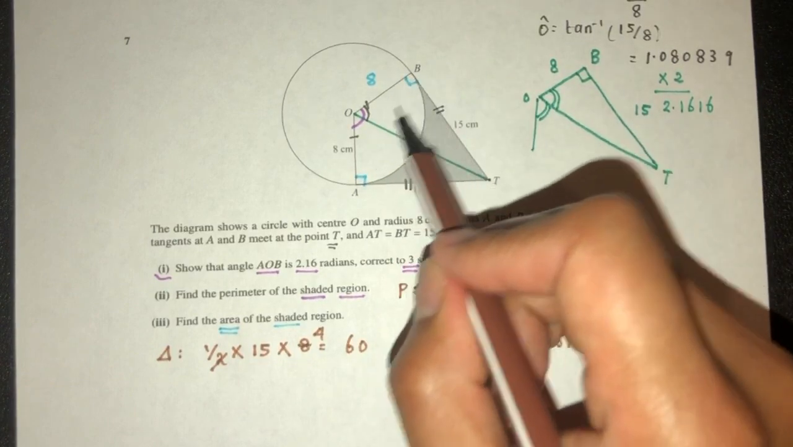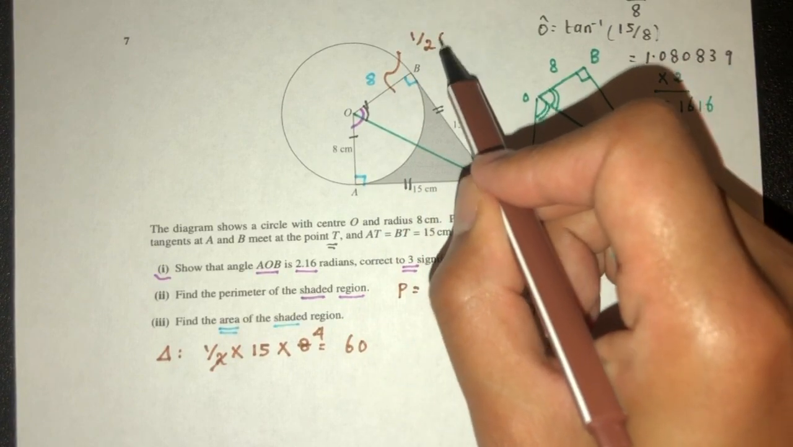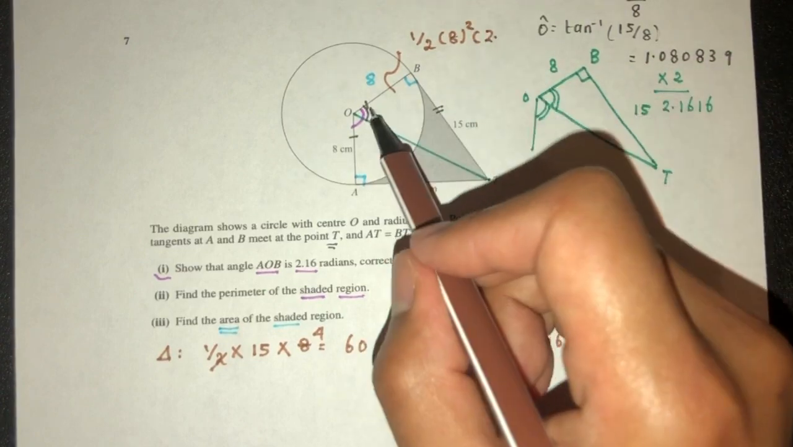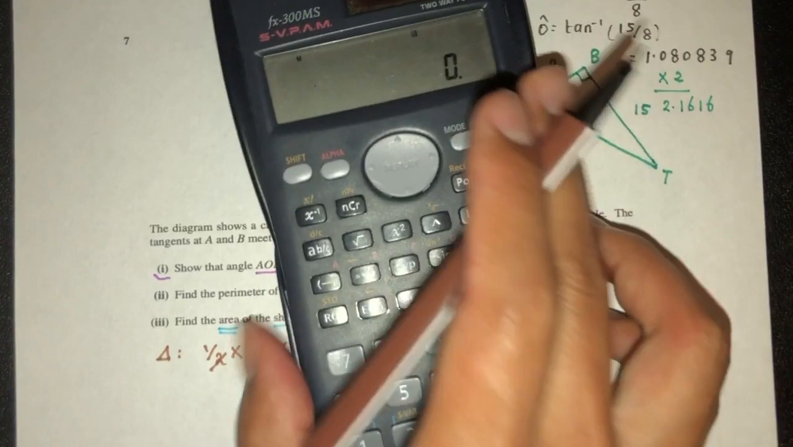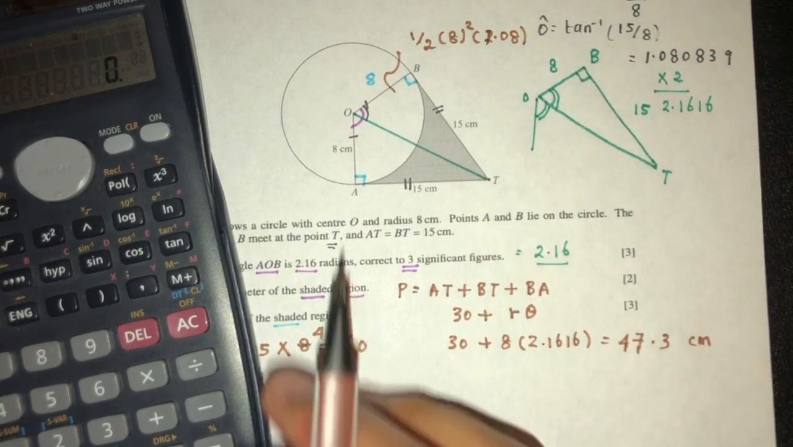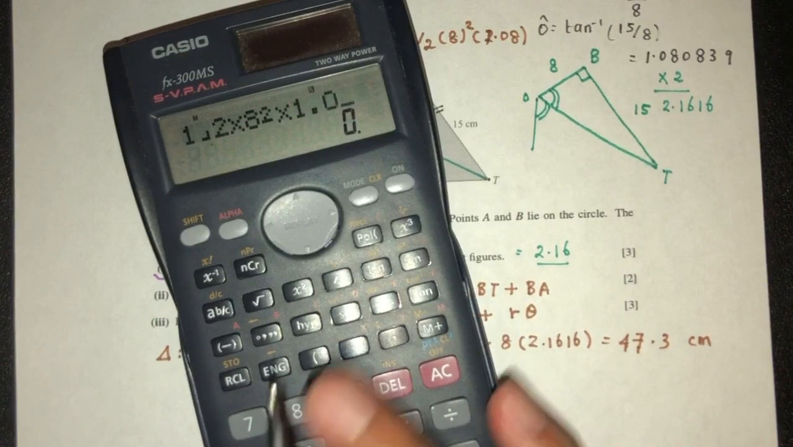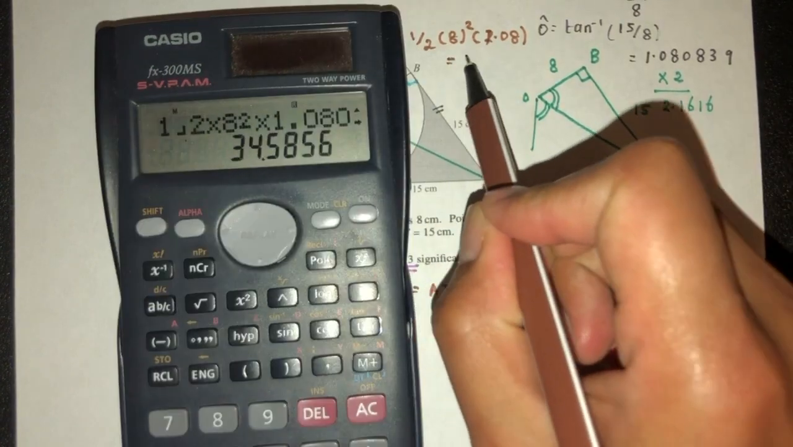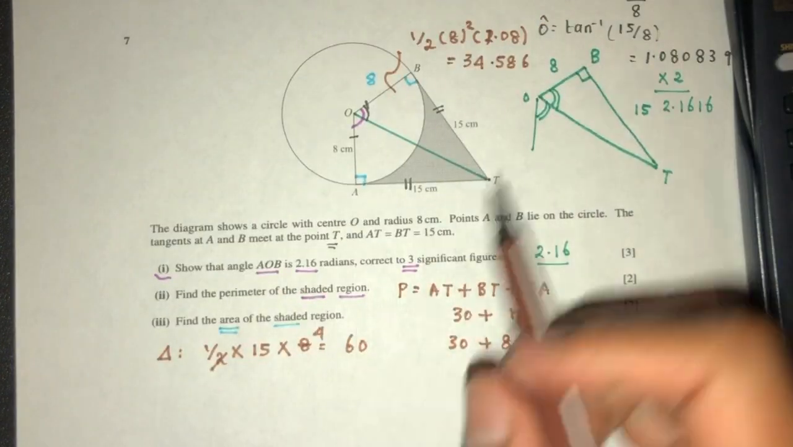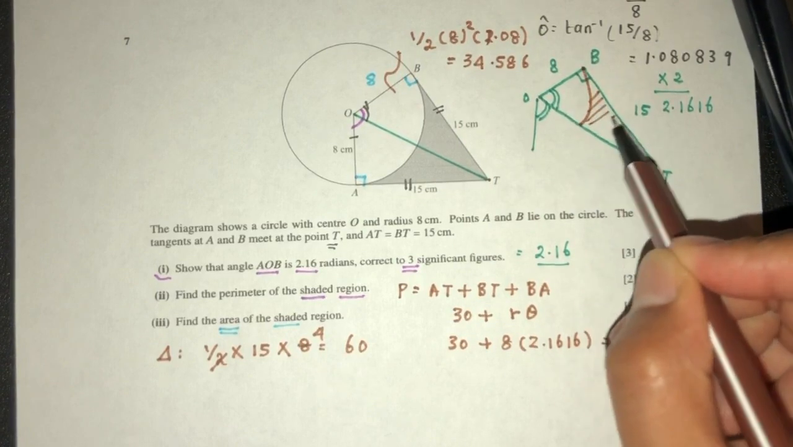Now we do not want this part. So this is the area of the sector. That will be half r squared, which will be 8 squared, and the angle will be 2 point... this is only half the angle. My apologies. That should be 1.0808. So let's do that. Half times 8 squared times 1.0808. That should be 34.586.